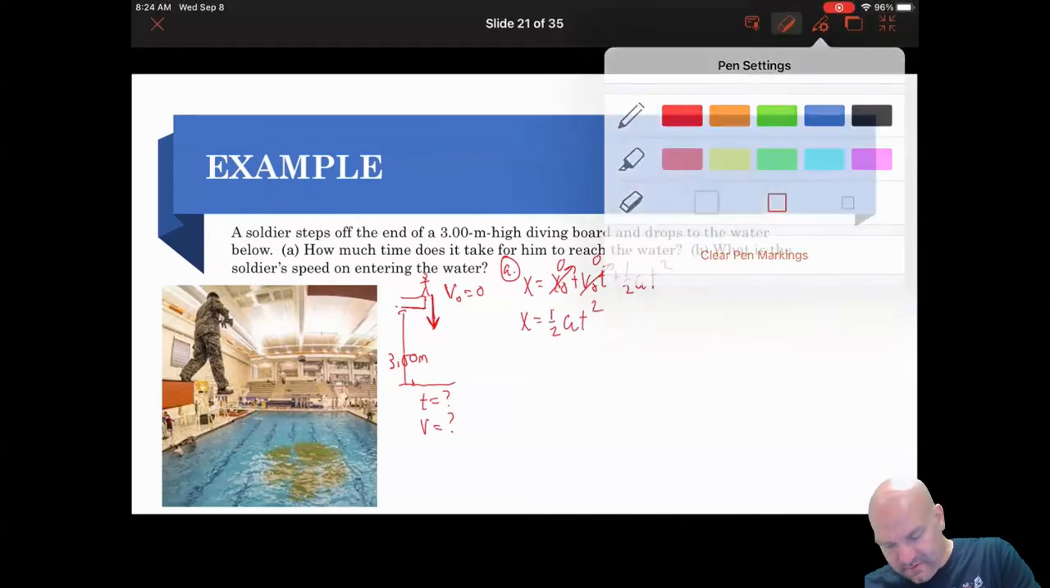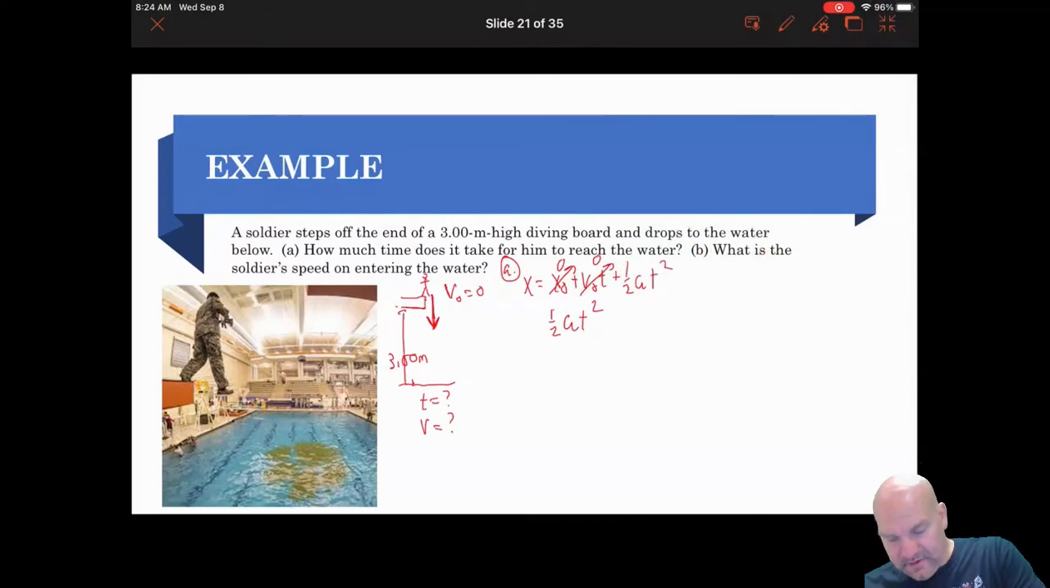In fact, what happens with these is that we can change that now from an x to a y.